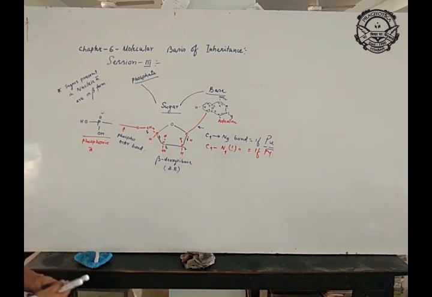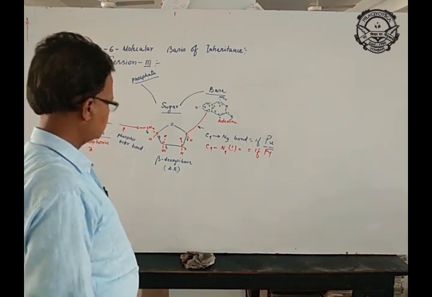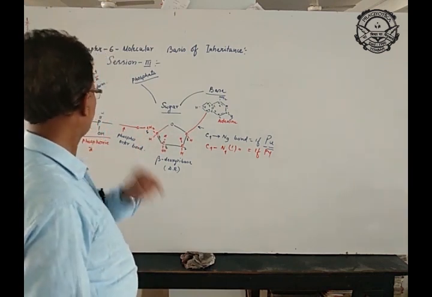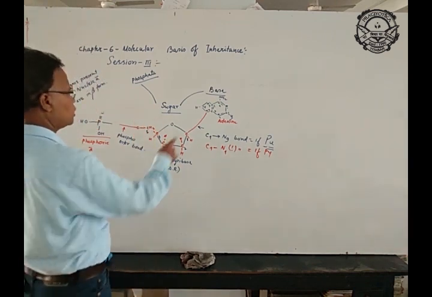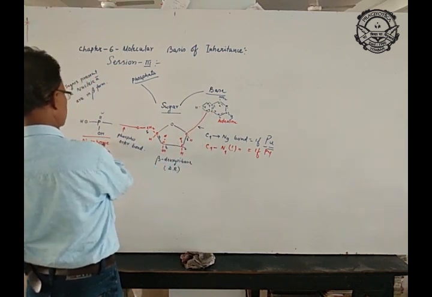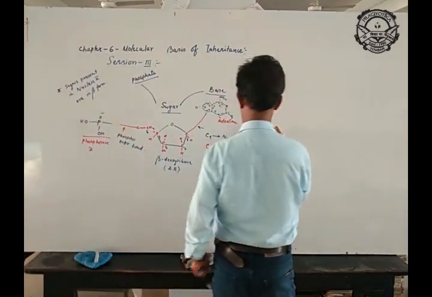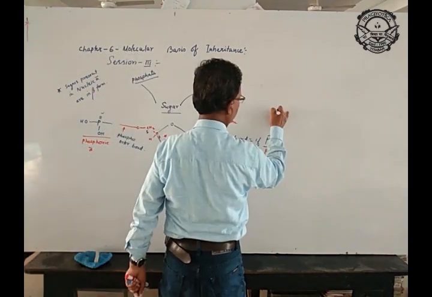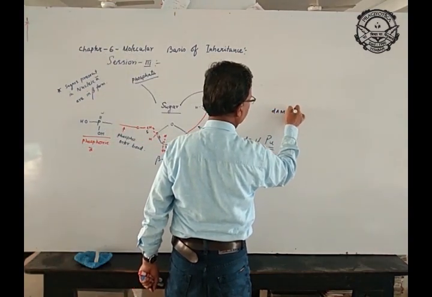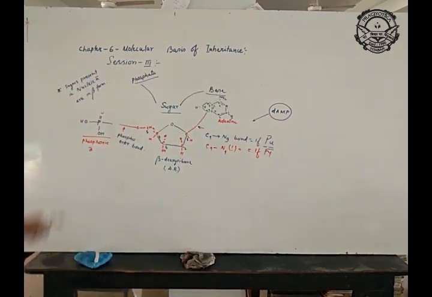This is nucleotide number 1. By the same mechanism, nucleotides are created. This is the nucleotide so created: the base adenine, deoxyribose sugar and phosphate group, deoxyadenosine monophosphate, dAMP. This is the structure of dAMP.